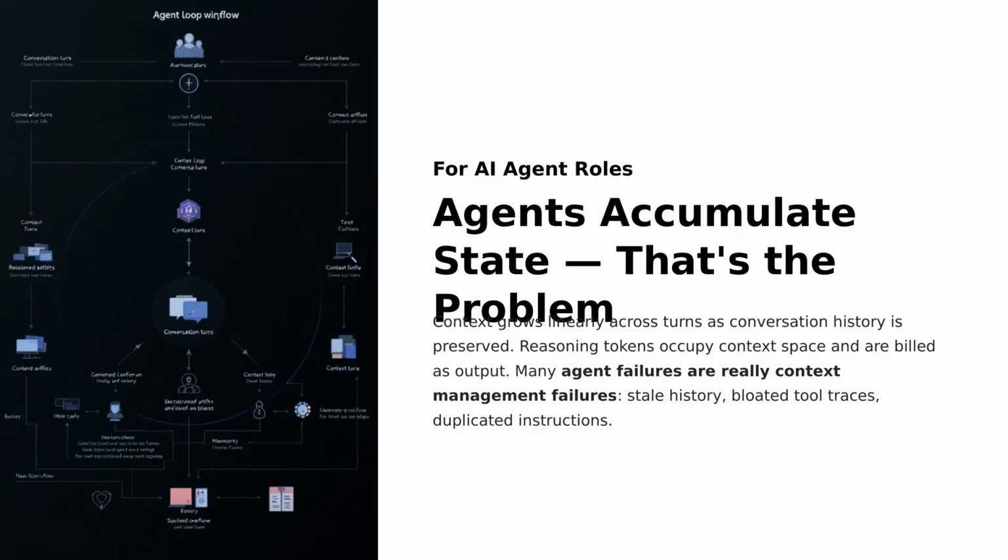For AI agent roles, one of the biggest challenges is that agents accumulate state over time. As each turn preserves more history, the context window grows linearly and becomes harder to manage. Reasoning tokens also take up context space and are billed as output, so a lot of so-called agent failures are really context failures. Stale history, oversized tool traces, or repeated instructions crowding out what actually matters.